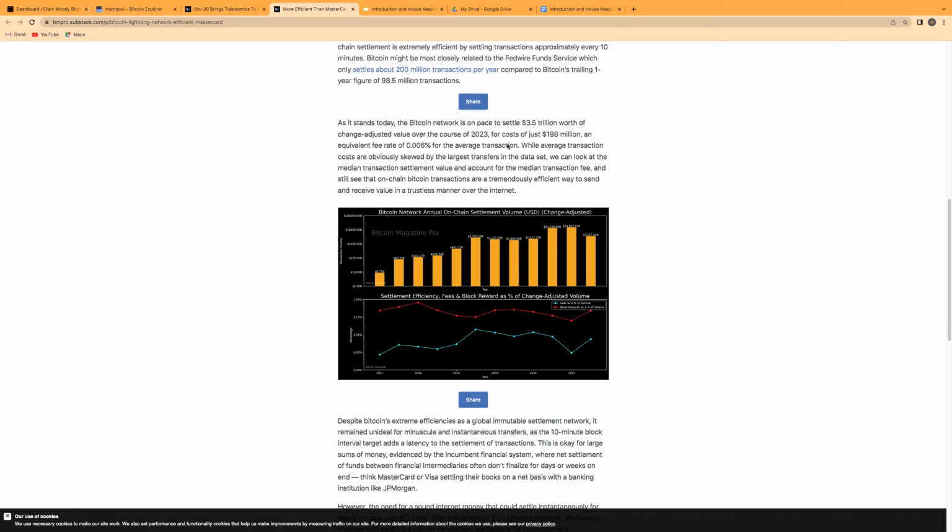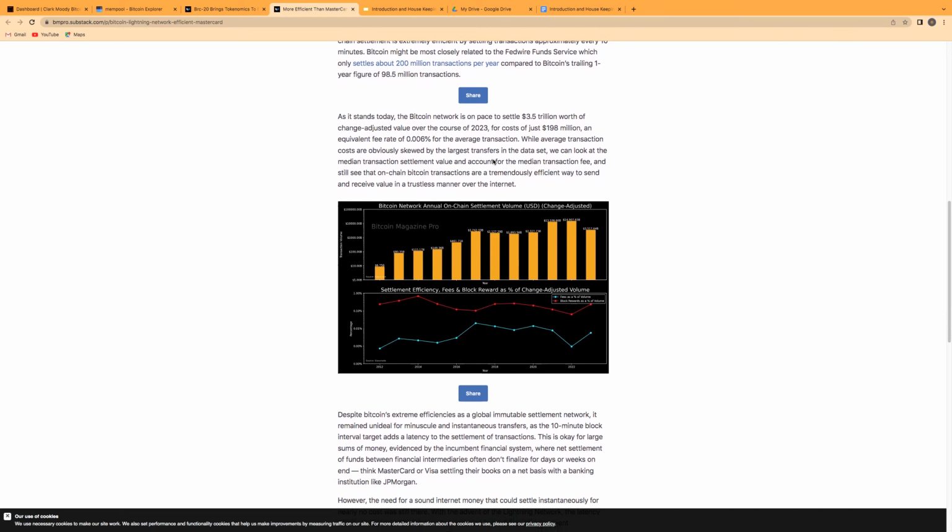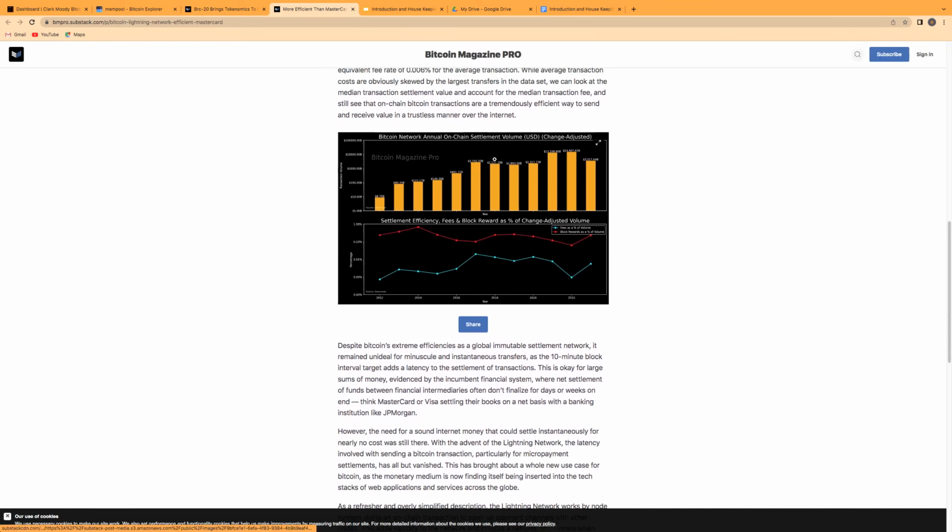Yeah, so we're talking about billions. We're talking billions rather than millions. That's insane. That's just insane. So we're talking billions is what the middleman Visa will charge. So using the Lightning Network, it's just significantly cheaper. So let's carry on with this article here.